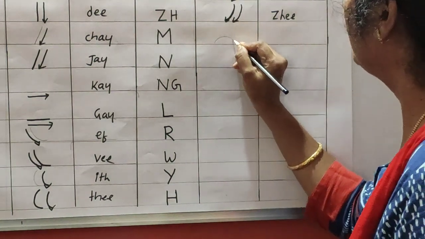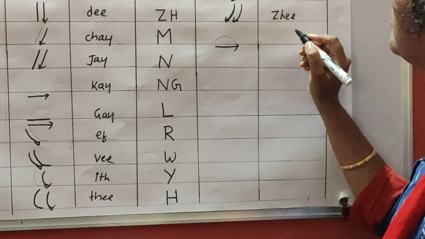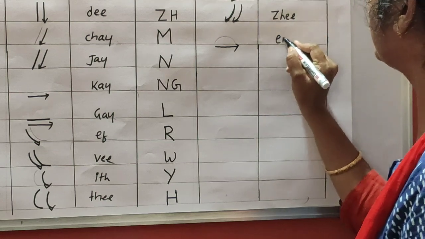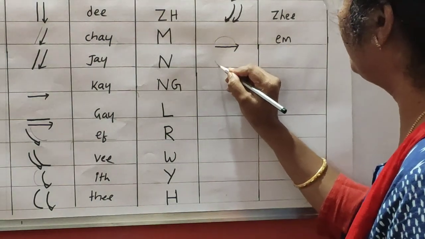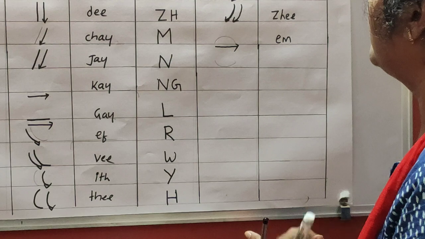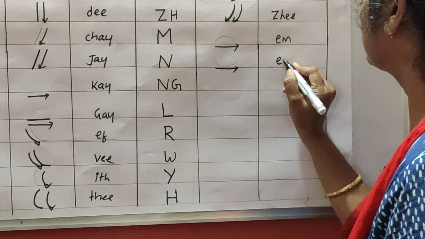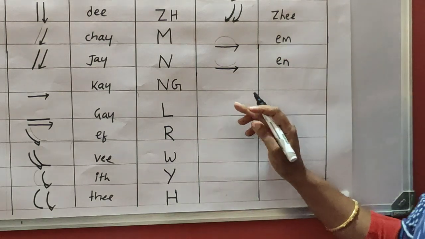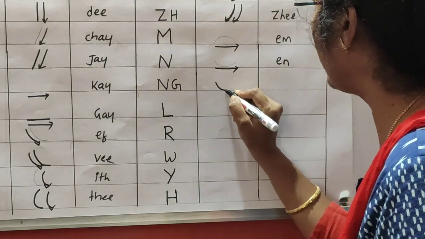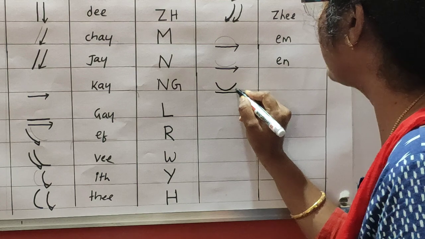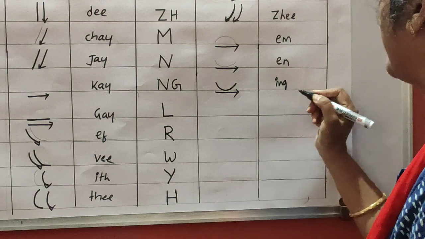It is from left to right direction. It is a light stroke. It sounds as M. The next letter is N. Left to right direction. Again it's a light stroke. It sounds as N. The next stroke is NG. It sounds as ing, and you have to write it in dark from left to right direction. Ing, as we use this in young.